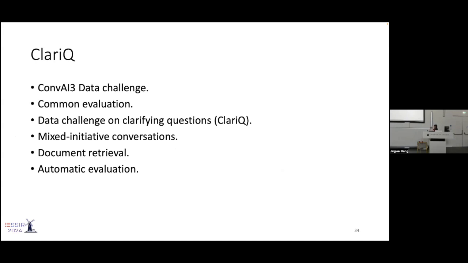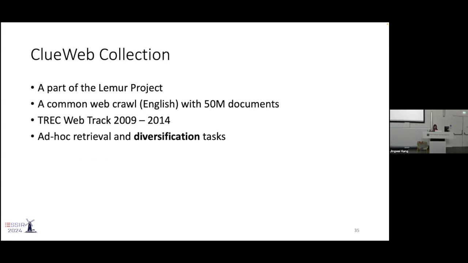To make this a reality, there is a data set called ClariQ, which contains a lot of clarifying questions, which was released before. It was basically released for the ConvAI3 data challenge, and it can be used for automatic evaluation or human evaluation. It contains a lot of mixed initiative conversations, and it can also be used for downstream tasks like document retrieval. And we can, of course, borrow some metrics to do some automatic evaluation.